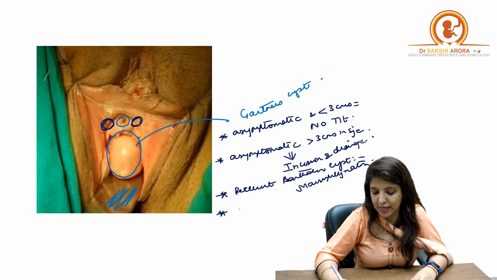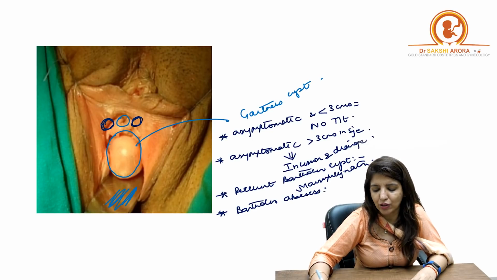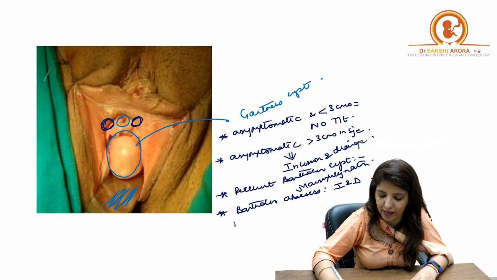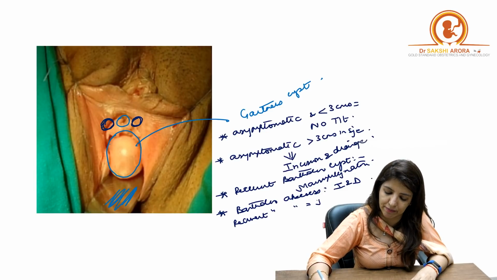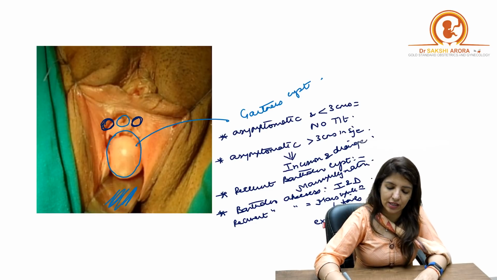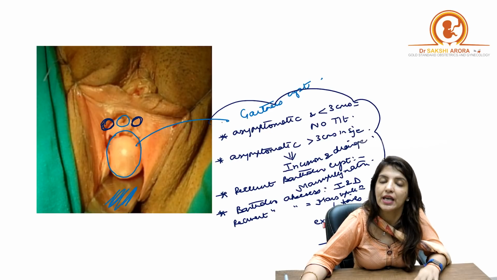Suppose if your question says, what is the management of Bartholin abscess, any size? Bartholin abscess, again the management is incision and drainage, and again if it is a recurrent Bartholin abscess, then the management is marsupialization, and if marsupialization also fails, then it is excision of the gland, right? So these are the new guidelines which I want you to remember with respect to Bartholin cyst.